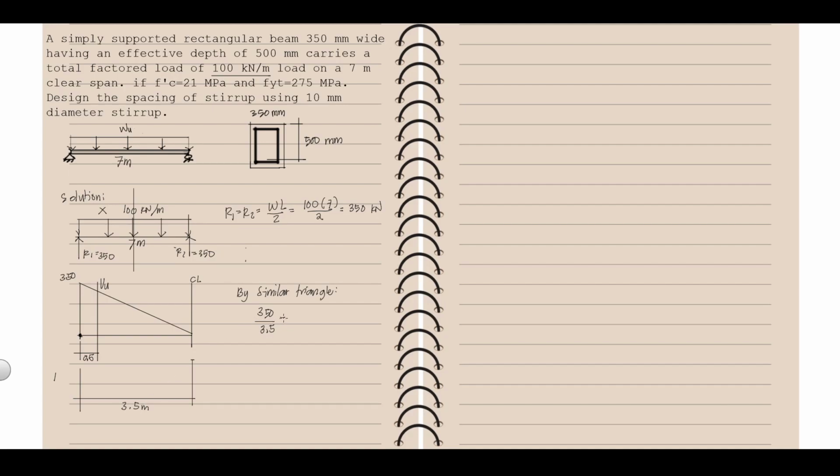Okay? This is equal to VU is to this length. So, that is 3.5 minus 0.5. That is 3. So, we will get the value of our VU here. Okay? So, that is 350 times 3 divided by 3.5. We will have 300. Okay? So, we will have here 300 as your VU at critical section. This is the shear at critical section.